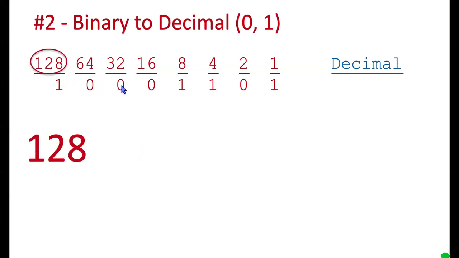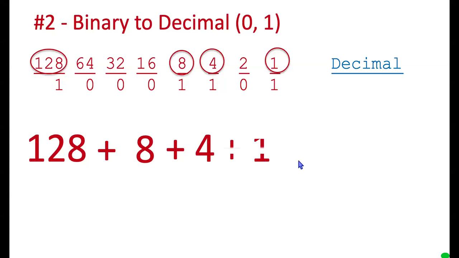I didn't give you any 64s, no 32s, no 16s. Oh, I gave you an $8 bill, so let's add that. Oh, I gave you a $4 bill. Let's add that. And I gave you a $1 bill. Let's add that all together, just where we have the ones. And what do we get? You got it, 141.